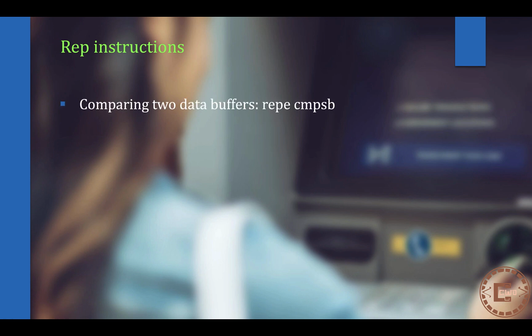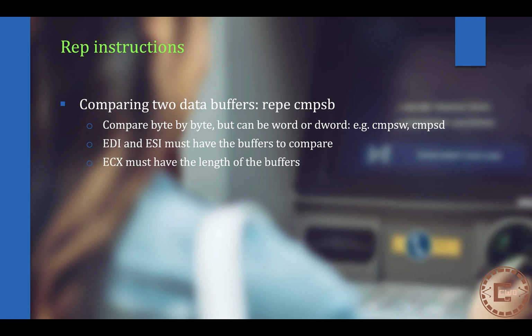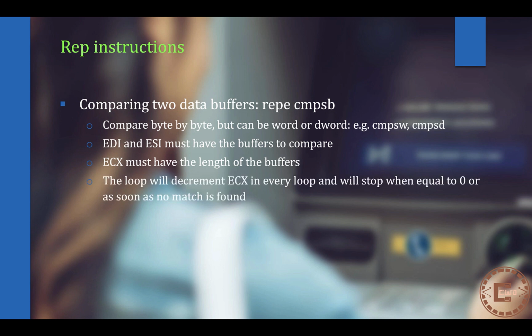Let's see more instructions, guys. Repe cmpsb. This is compare byte by byte, but can be word or double word. As I said, this B at the end is byte, W is for words, 2 bytes, D is for double words. At the end it's just the size. ESI and EDI must have the buffers to compare, and ECX must have the length of the buffer. The loop will decrement ECX in every loop and will stop when it is equal to 0, or as soon as no match is found.